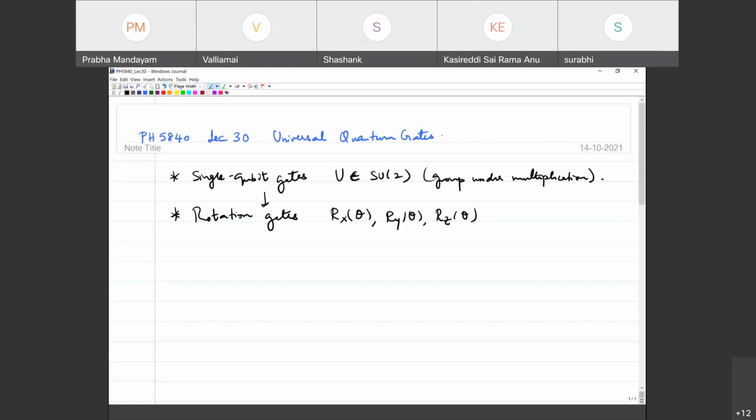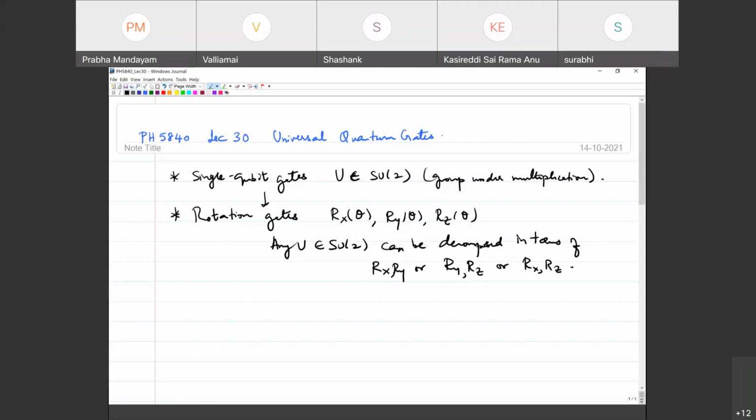And that's why we call these gates Rx, Ry, Rz. And we noted that any U belonging to SU(2) can be decomposed in terms of either Rx, Ry, or Ry, Rz, or Rx, Rz, right? So this is the one we showed because it was easy to prove this, right? Simply from the fact that this 2 by 2 matrix is unitary. Just from that, we were able to prove this, right?